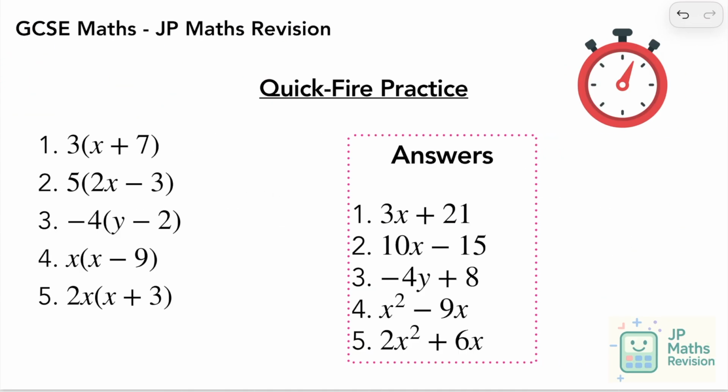Okay, so well done if you had a go at those. The answers to these questions: question number 1, you should have 3x plus 21. Question number 2, you should have 10x minus 15. Question number 3, you should have minus 4y plus 8. Question number 4, you should have x squared minus 9x. And question number 5, you should have 2x squared plus 6x. So well done if you got all of those correct.